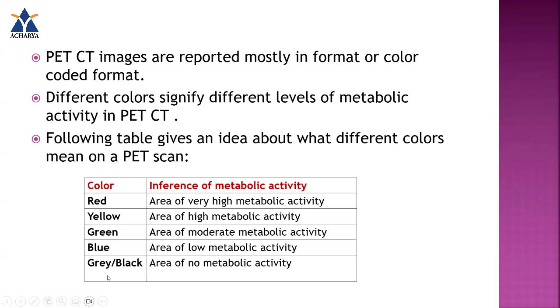So by seeing the color code, we can easily identify whether the metabolic activity is very high, high, average or low. On this basis, we are identifying whether the tissue is affected by the cancerous part or not.